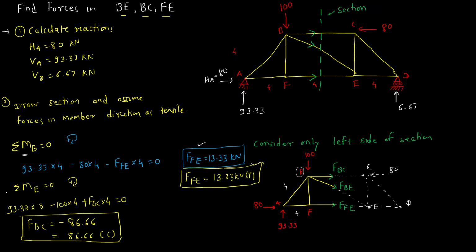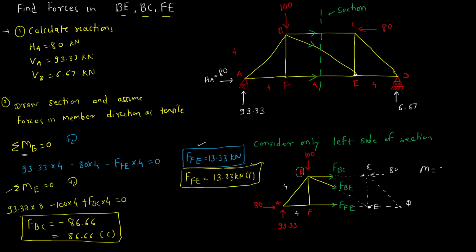Similarly, second, we will use sigma ME is equal to 0. Now you can see this point E is this point. It is not present in the section, but however it is present in the main structure. So why are we taking this point E? Why not point C? Because you have to take moments about such points where two forces are passing, or we can say where the maximum number of forces are passing through that point. If a force is passing through the point, then what will happen?